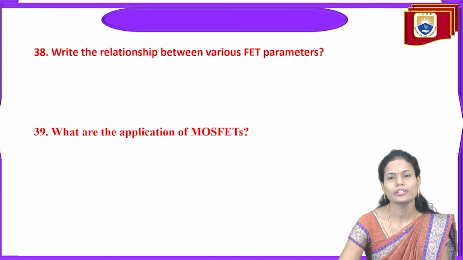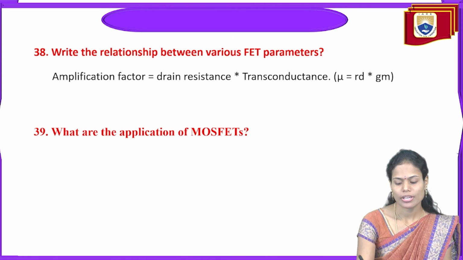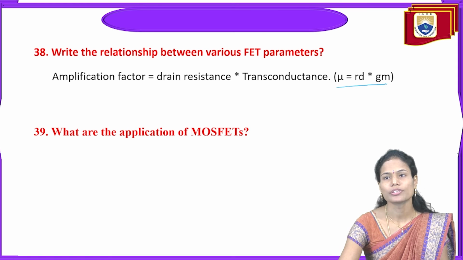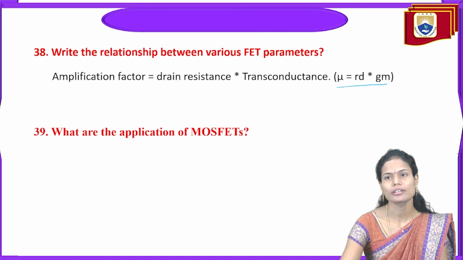And next, write the relationship between the various FET parameters. Here, the current amplification factor mu is equal to the drain resistance times the transconductance. So this is the basic relation in the case of FET.